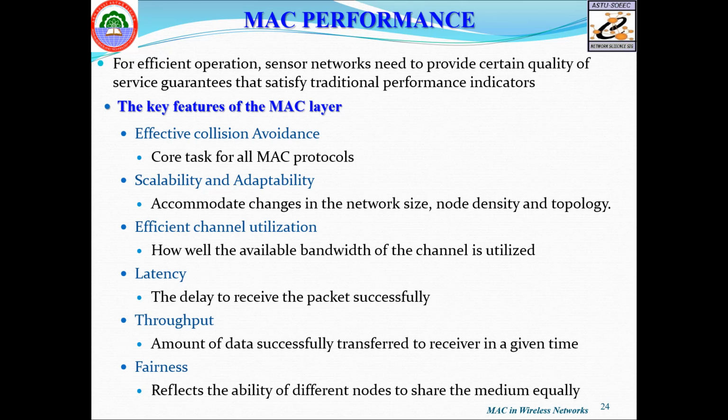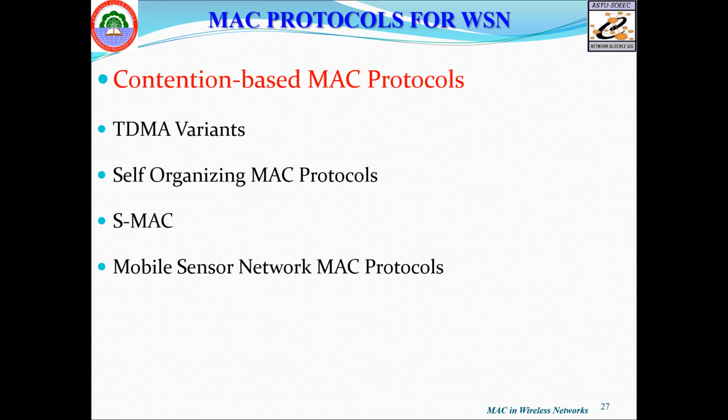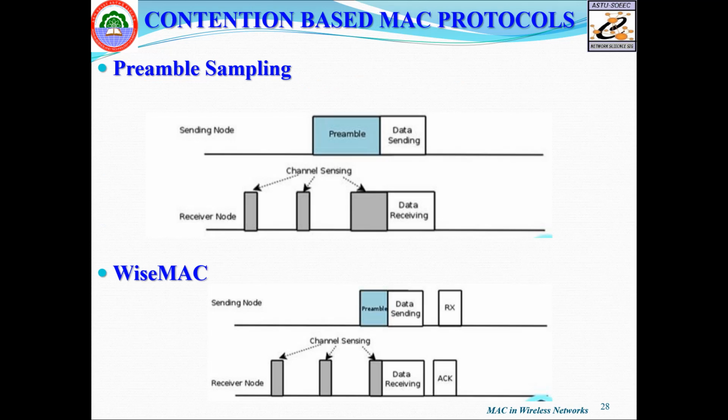So these basically determine the performance of MAC in a sensor network. Let us discuss some of the MAC protocols for wireless sensor networks: contention based protocols, TDMA based protocols, self-organizing MAC protocols, SMAC and mobile sensor network MAC protocols. They are the various kinds. So let us have the contention based MAC protocol.